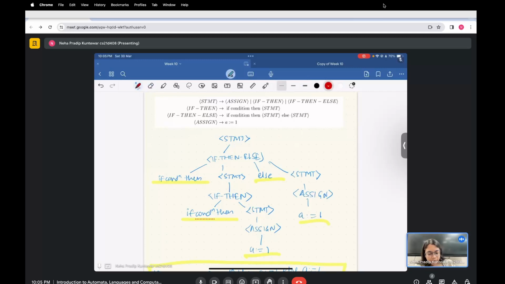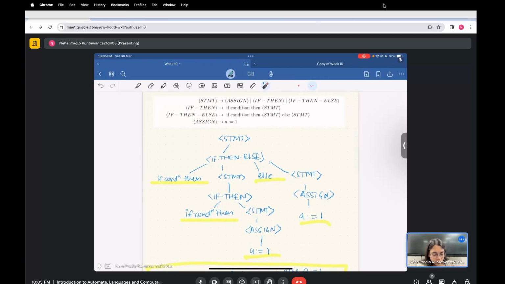This is the same grammar that is here for reference, so that we can see how the rules are used. Statement is the start variable, and let's say this time instead of if-then we take if-then-else. So this is the rule that we used. Then, like we said earlier, if-then-else has only one production, so you get if condition then statement else some statement.